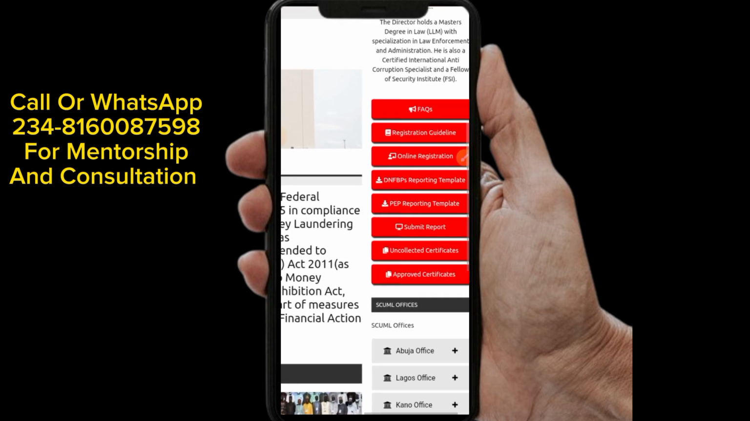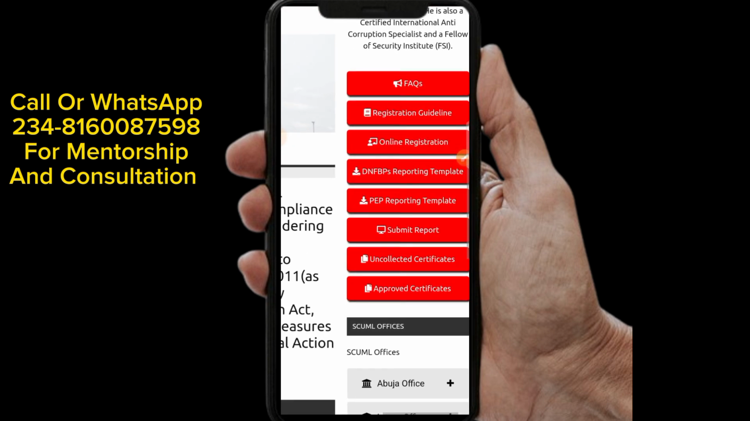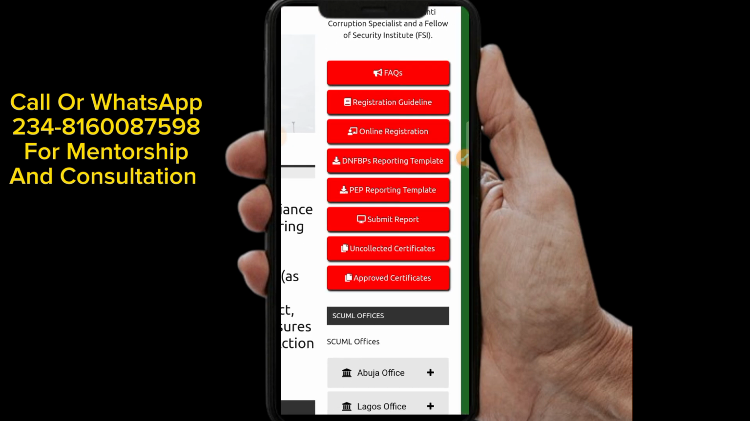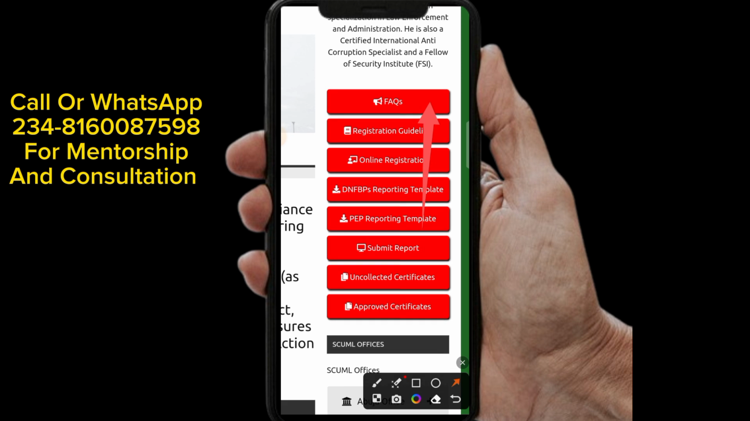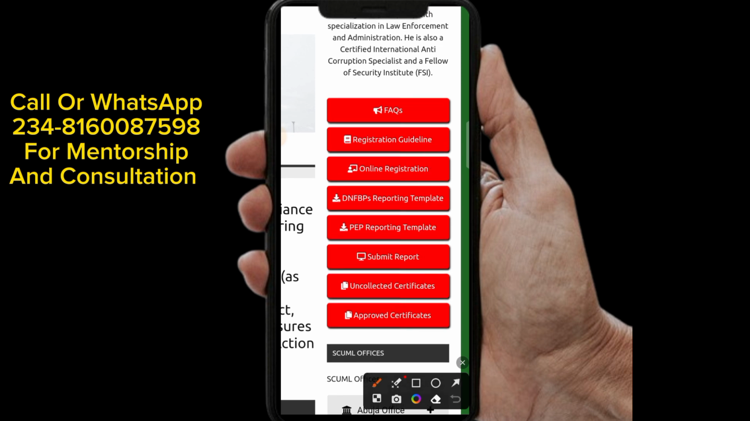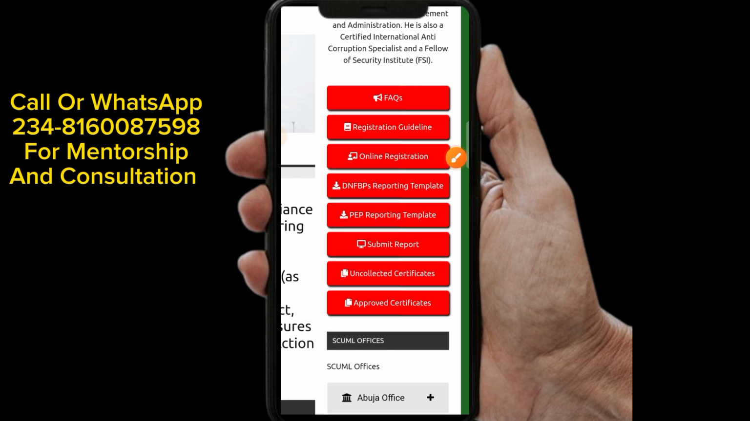Just come to this side here, then you want to click on the registration guidelines first. This is the first thing you should always do when you want to do anything at all. Just click on this registration guidelines. We need to look at their guidelines before proceeding to our online registration, right? So you want to click on registration guideline.